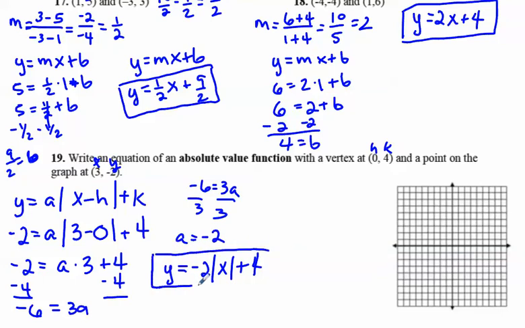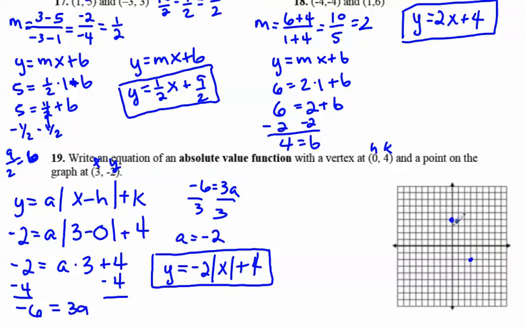I could also find it graphically. So if you don't like this approach, here's another one. I have the vertex at 0, 4. Now I know you don't have this grid, so you can draw yourself a grid or use some graph paper. So 0, 4, this is my vertex. And then I have another point at 3, negative 2.